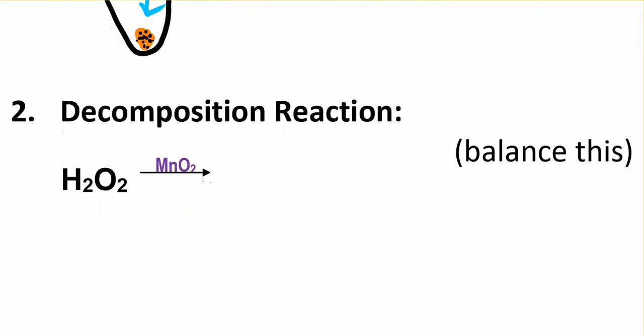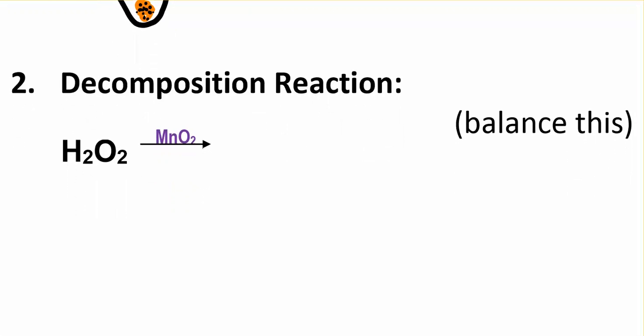Our next reaction is a decomposition reaction. And again, this would be hard to predict the products, but I know this one. I'll tell you what they are: H2O and O2. This is a very common reaction. You may recognize the name of this. H2O2 is hydrogen peroxide.